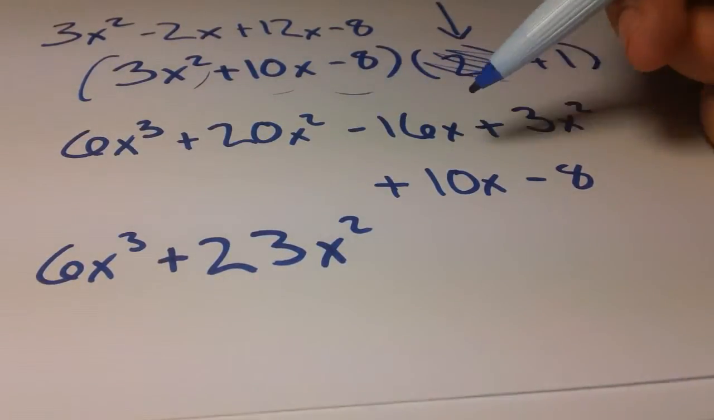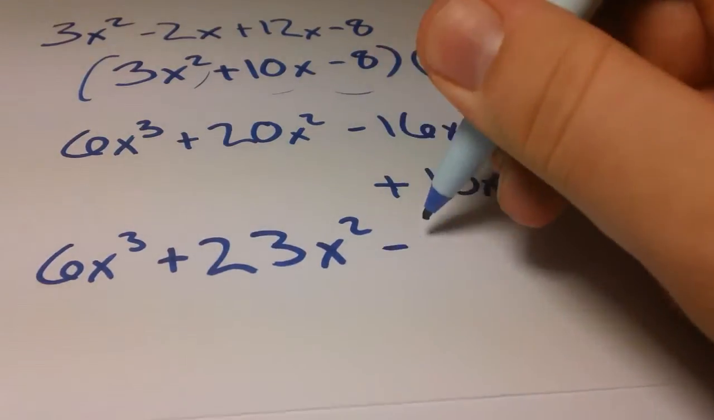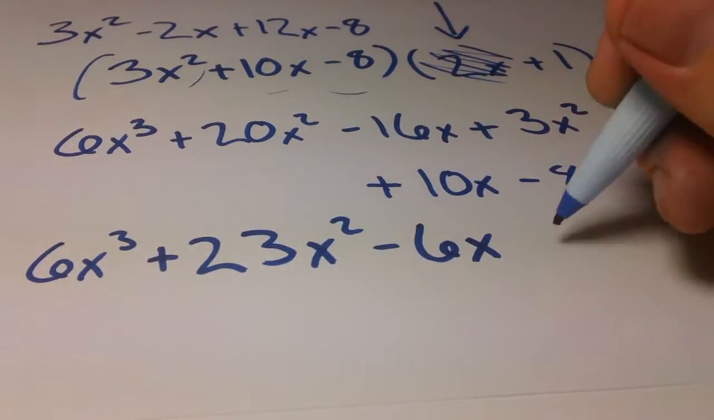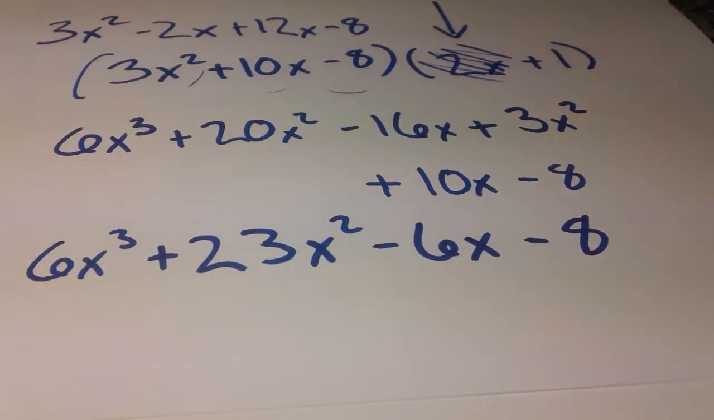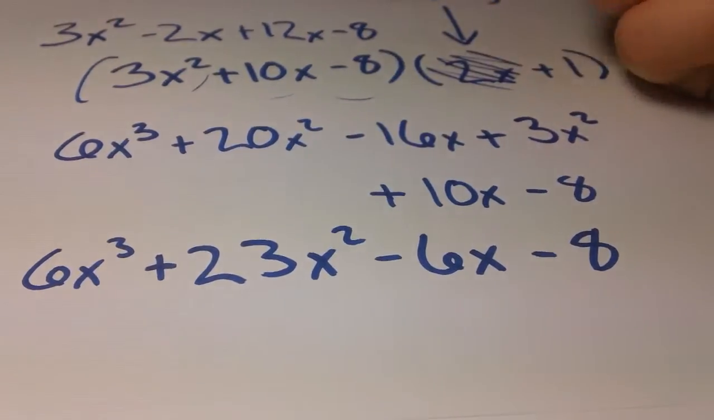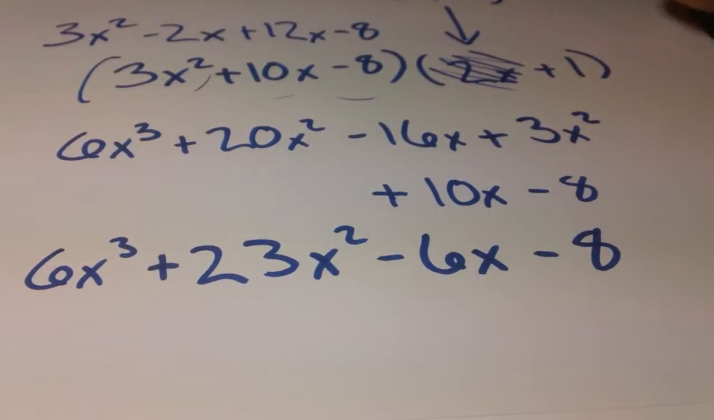Now that is a negative 16x and a positive 10. So we can combine that into a minus 6x. And then we just have that one constant. We're never going to have more than one constant. We don't have to combine those in these multiplying problems. So here's our answer: 6x to the third plus 23x squared minus 6x minus 8.